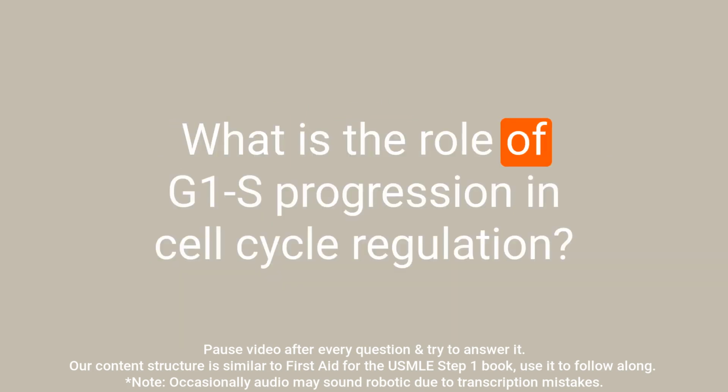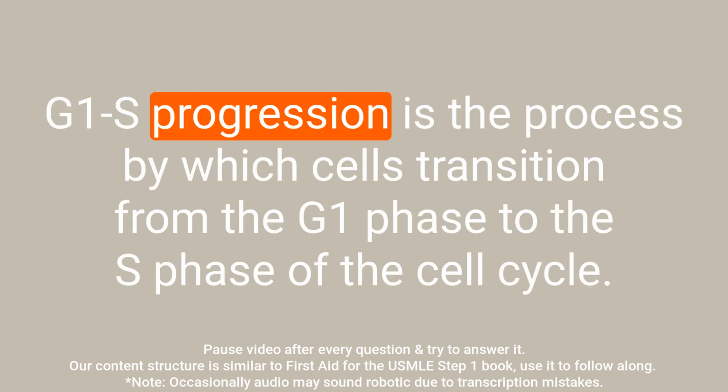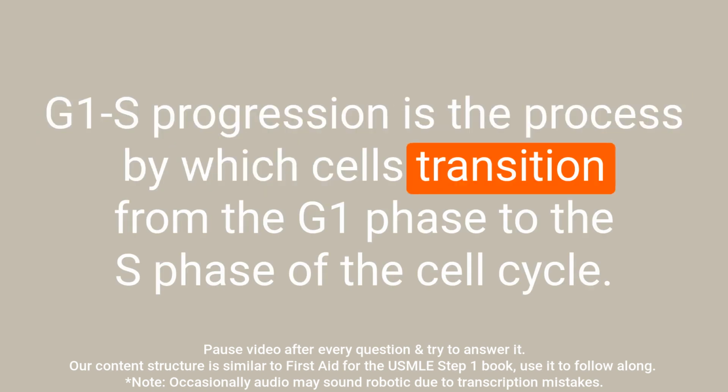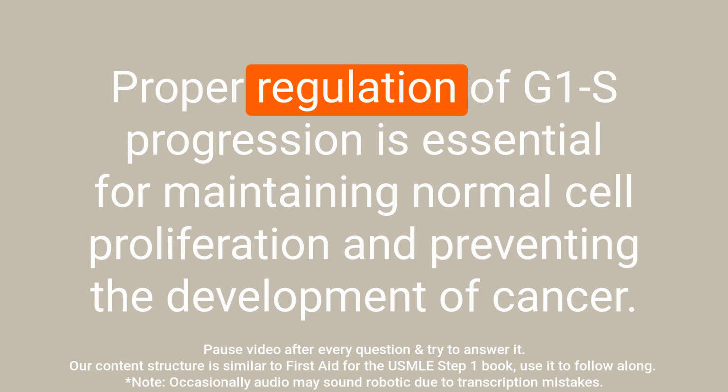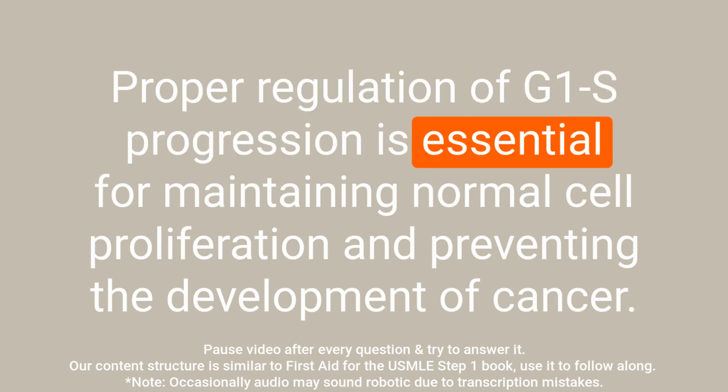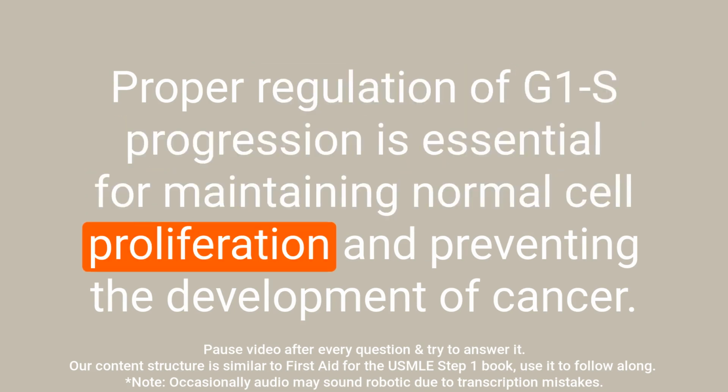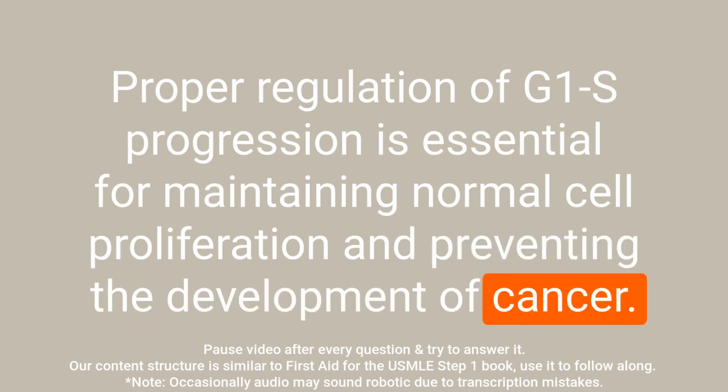Question: What is the role of G1/S progression in cell cycle regulation? Answer: G1/S progression is the process by which cells transition from the G1 phase to the S phase of the cell cycle. This transition is controlled by a variety of signaling pathways and regulatory proteins, including CDKs, cyclins, Rb, and P21. Proper regulation of G1/S progression is essential for maintaining normal cell proliferation and preventing the development of cancer.